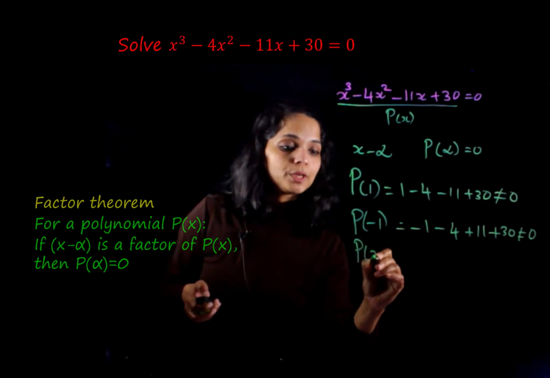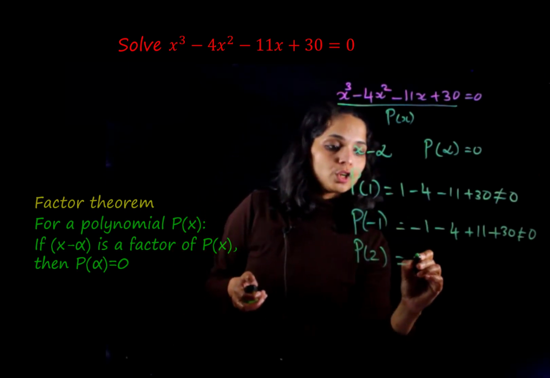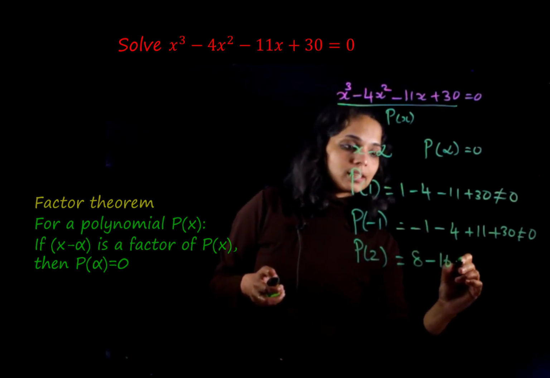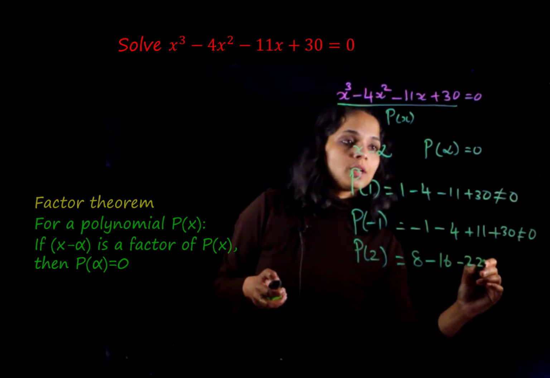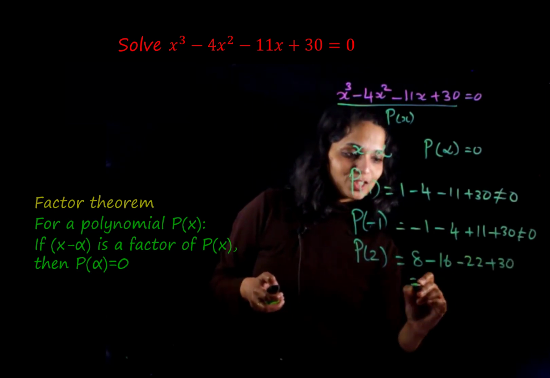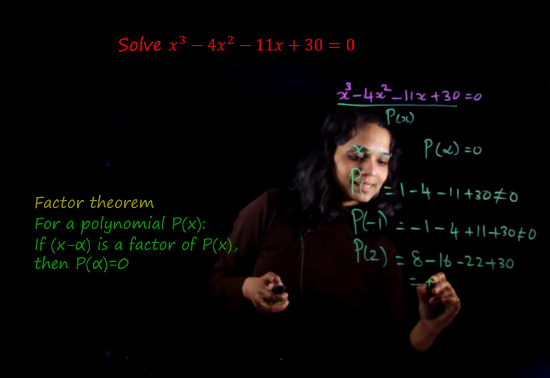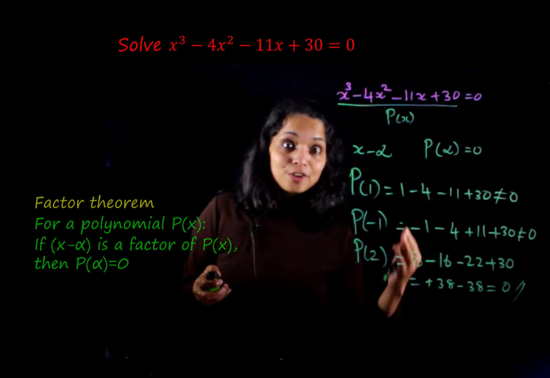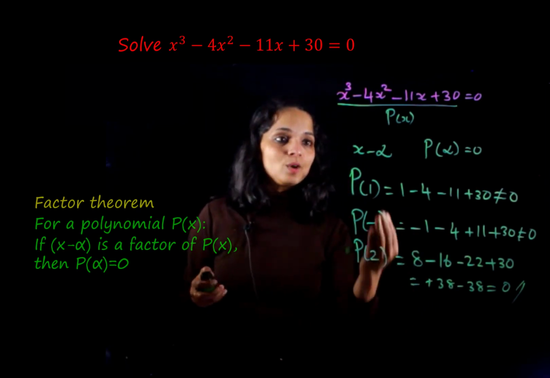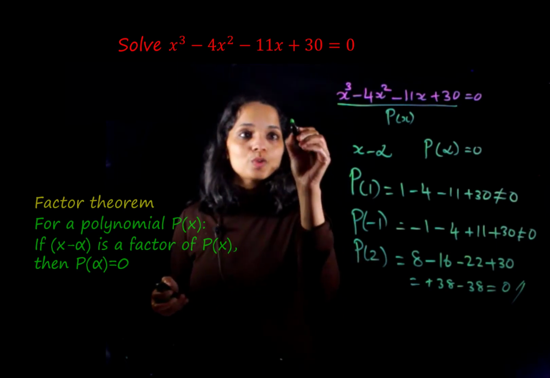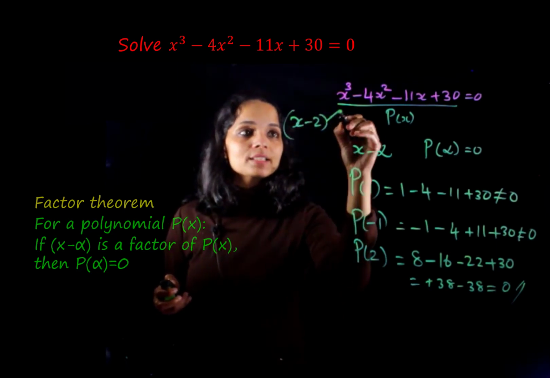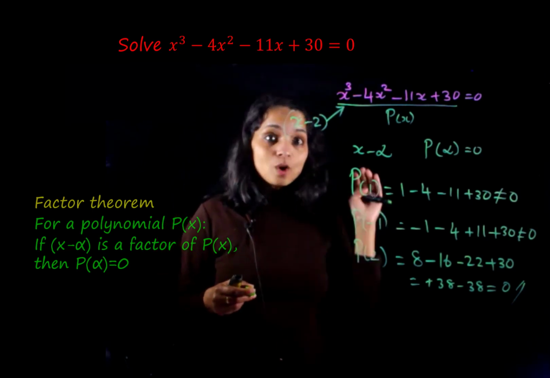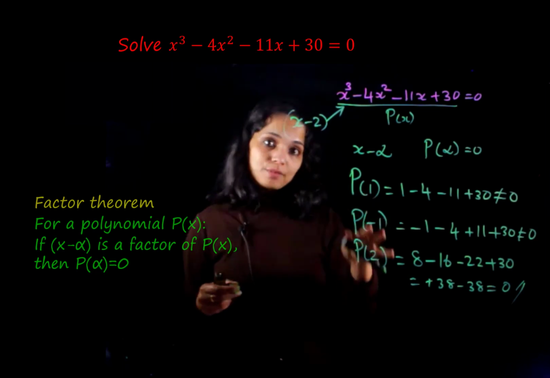Next, p of 2: 2 cubed is 8, minus 16, minus 22, plus 30, which is plus 38 minus 38, equals 0. So we found the first linear factor, which is x minus 2. So x minus 2 is a factor of this cubic function. This is always our first step: find the first factor using the factor theorem.